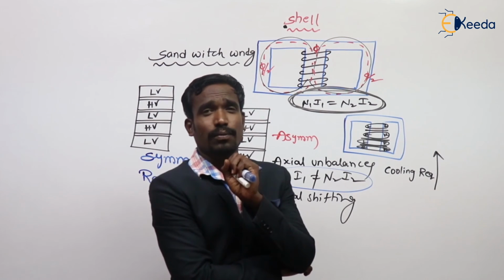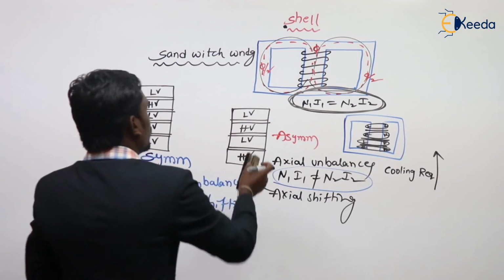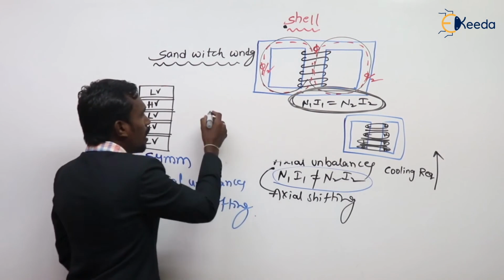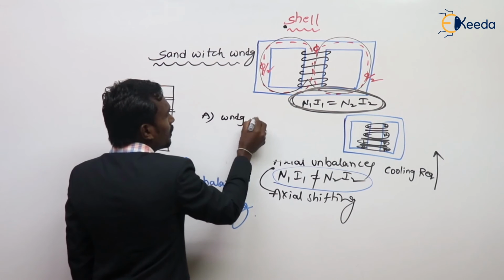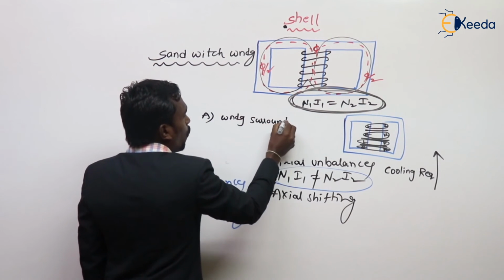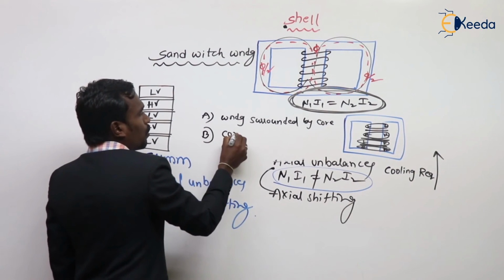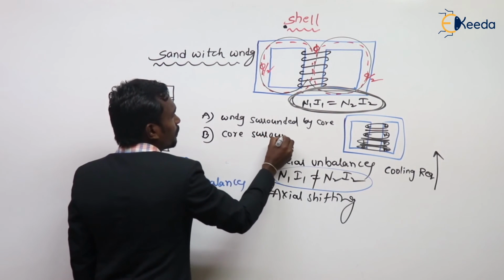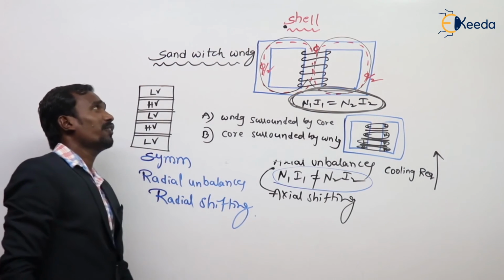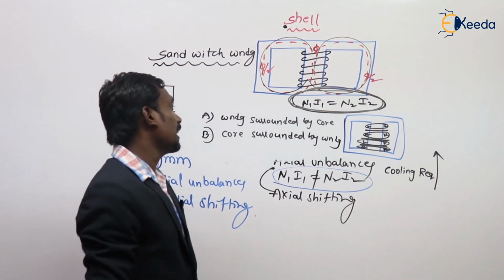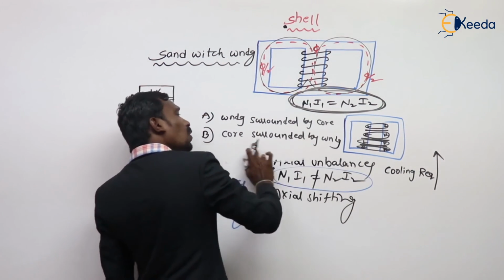Now I will ask you one question. Which of the following is a shell type? Option A: the winding surrounded by core. Option B: core surrounded by winding. Tell me which of the following is correct for shell type. Winding surrounded by core, or core surrounded by winding?